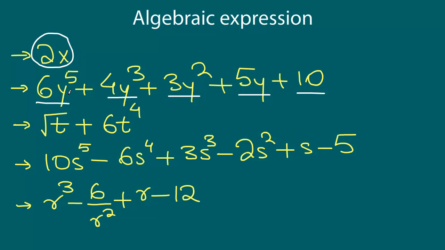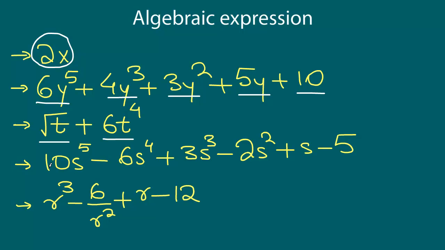The first term is 6y^5. Second term is 4y^3. Third term is 3y^2. Fourth term is 5y. And the last term is 10, the number 10. The third example has 2 terms, this and this. So if we were to ask you the second term of this expression is what? The answer will be 6t^4. This is the second term.